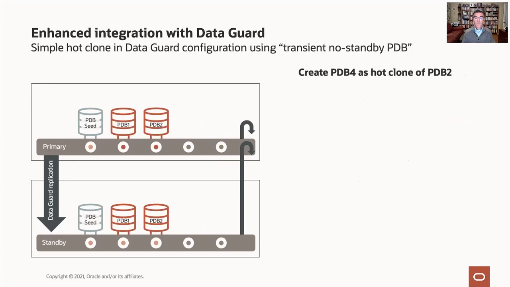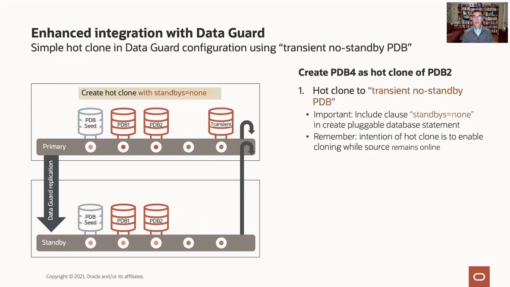You follow this simple 1, 2, 3 procedure for hot clones in a high availability configuration protected by DataGuard. As before, the first step is to create the transient no standbys PDB, this time as a hot clone. Again, it's important to include the standbys equals none clause in the create pluggable database statement. Remember, the intention of a hot clone is to take the clone while the source remains online. Of course, this is consistent with our high availability theme, and clearly this requirement is met in this case, so the source stays online here.